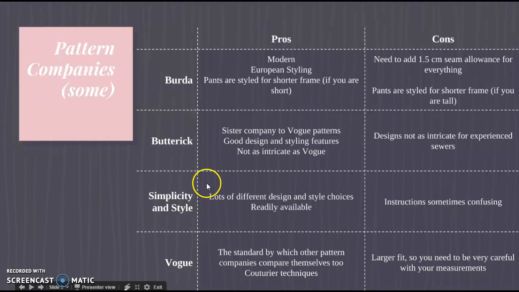Another one of the major companies is Butterick. It's a sister company to Vogue Patterns. Vogue Patterns is like the top pattern company, and we're going to talk about that in a little bit. The design and the styling features are pretty good, but it's not as intricate, so Butterick is a good pattern to start with if you're new to sewing.